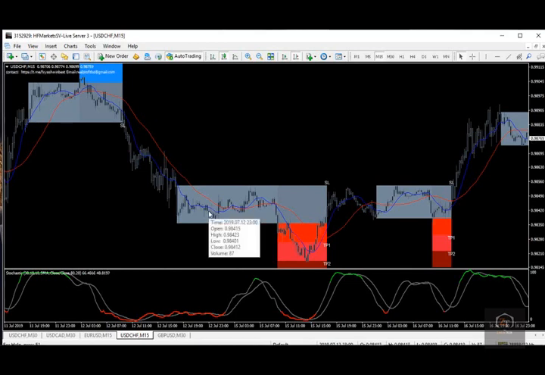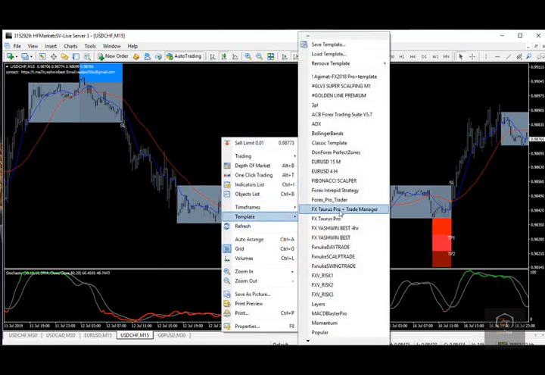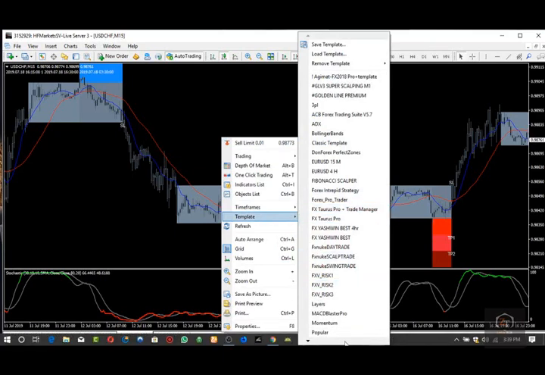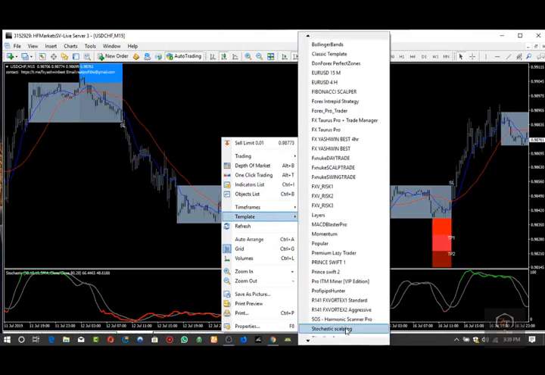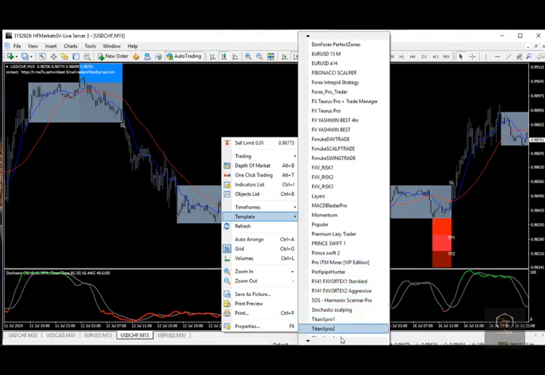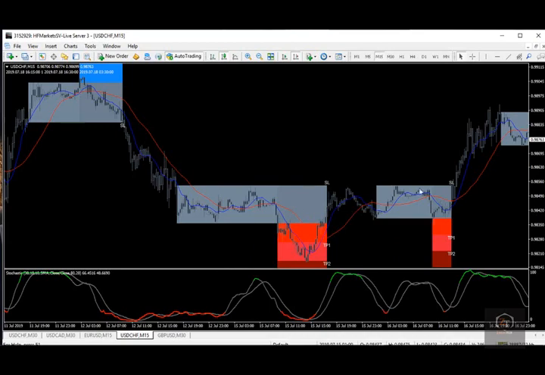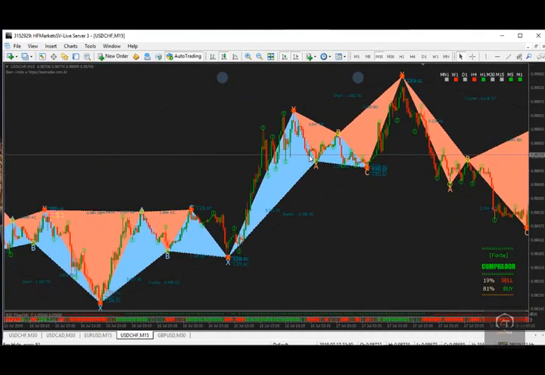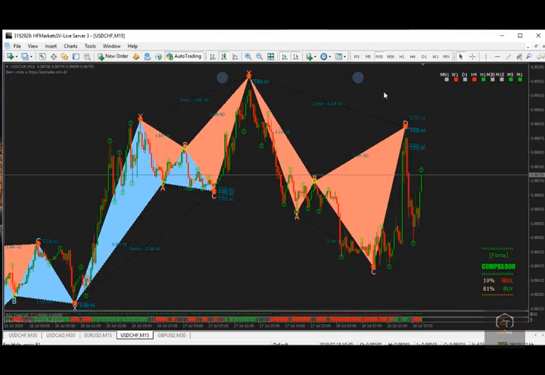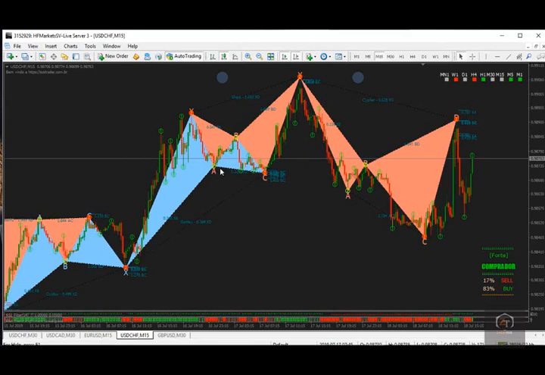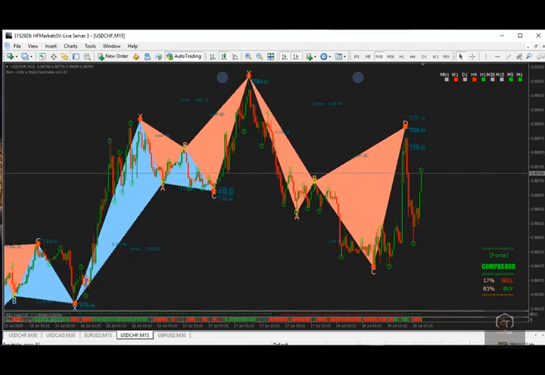Simple and straight. We still have a lot of indicators I need to talk about, but for example, this indicator here, Harmonic Scanner Pro. With this kind of indicator, you see trend movements and patterns, and you can pick a trade up or down depending on the kind of trend you have, and so on and so forth.